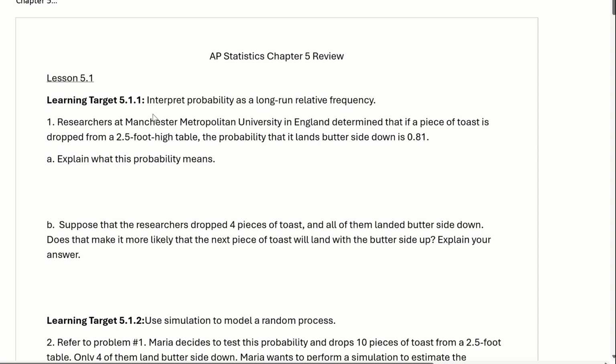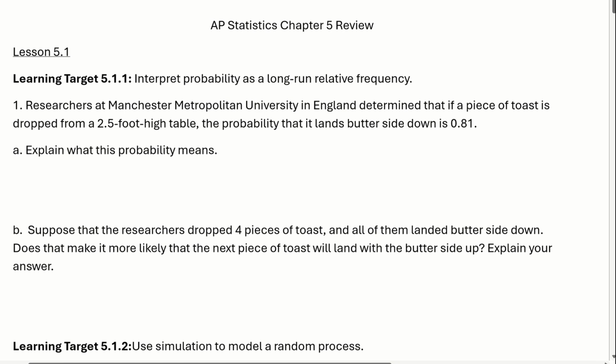So for number 1, the learning target is to interpret probability as a long-run relative frequency. Researchers at Manchester Metropolitan University in England determined that if a piece of toast is dropped from a 2.5-foot high table, the probability that it lands butter side down is 0.81. Explain what this probability means.